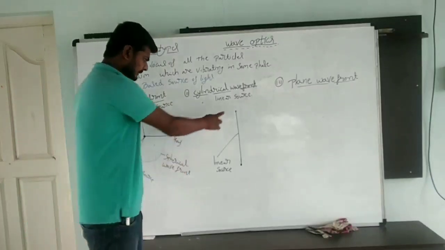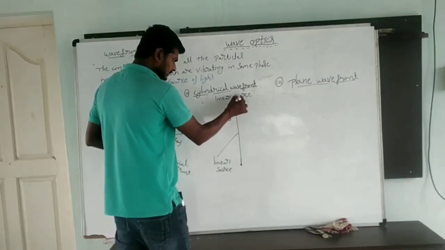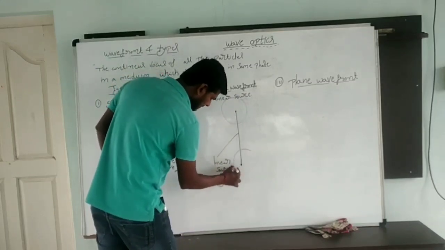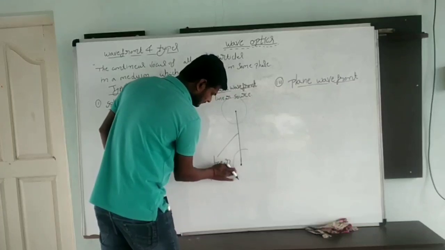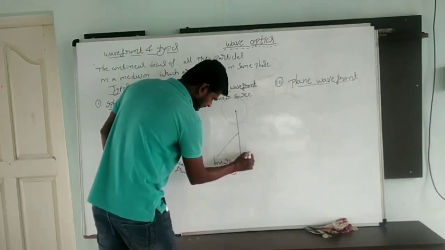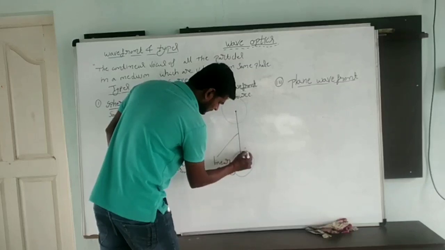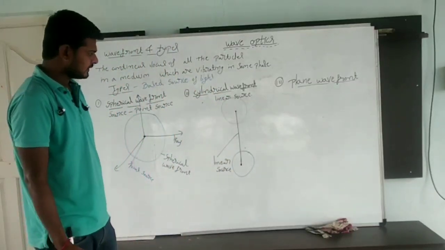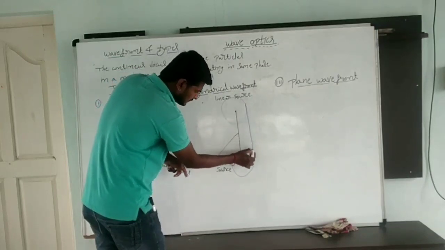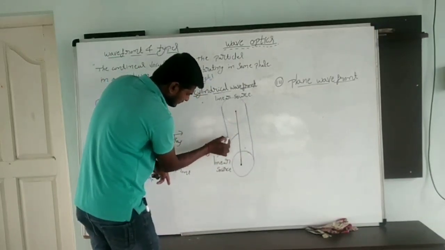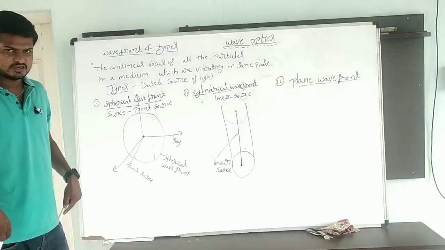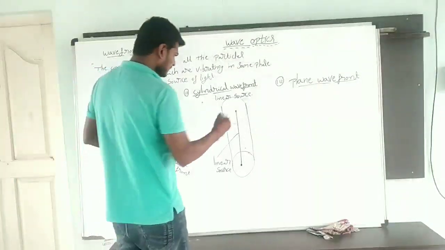Simple, see here. Here there will be one point source. Here will be one spherical wavefront. Here also, one spherical wavefront is going to be produced. The spherical wavefronts together we are going to call what? Cylindrical wavefront. Yes, cylindrical wavefront. Then it looks like a cylinder. See, this is another ray of wave.